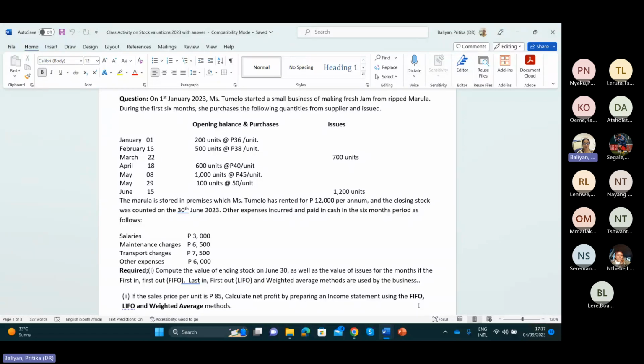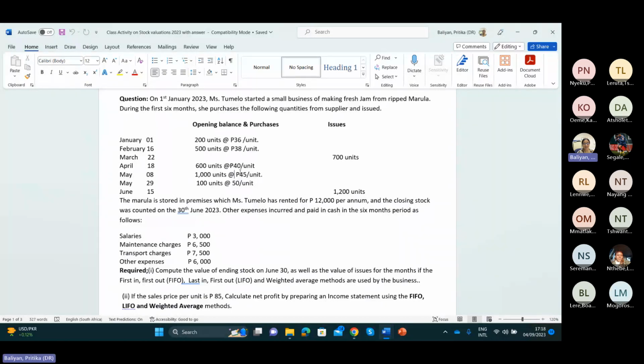And to overcome the weaknesses of all these methods, a new method has been introduced, which is called the weighted average method. Under the weighted average method, you no need to recall or remember the rates of each purchase of material made by the business from the supplier, because a new rate has to be introduced, called the weighted average rate, to determine the value of ending stock and also the value of issues.